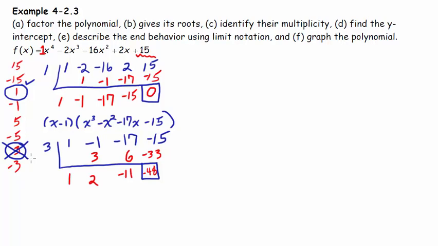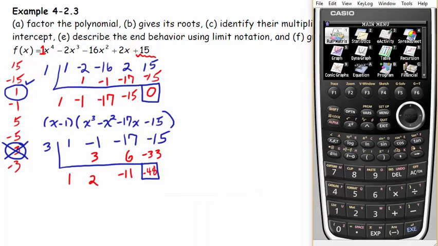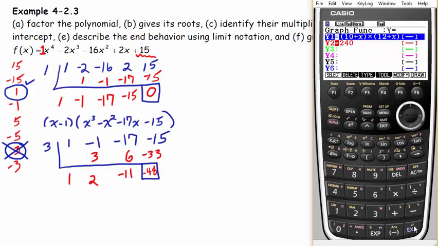Alright, now at this point you see it could be a lot of incorrect guessing before I find a second root. So what I'm going to do to make sure I pick correctly is I'm going to let the calculator help me here. So I'm going to go to my graph menu. Alright, and I'm going to enter my equation.